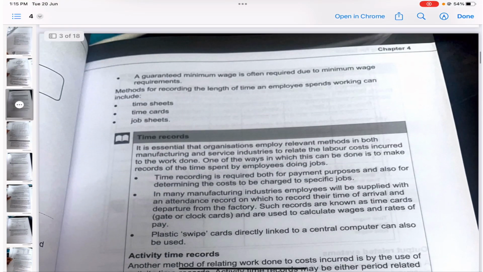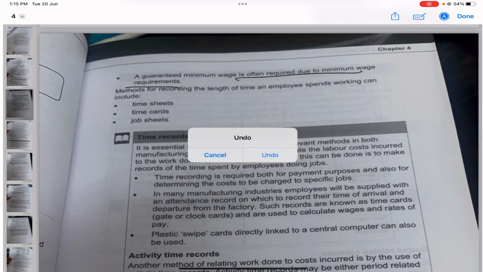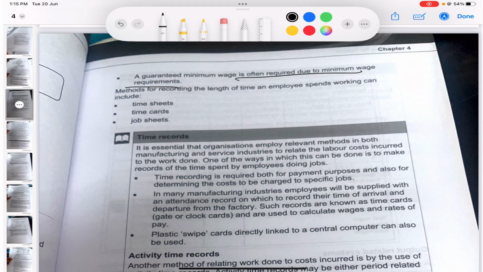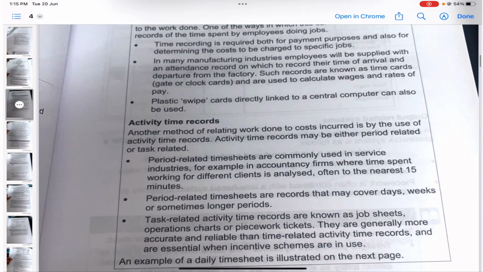Moving on, a guaranteed minimum wage is often required due to minimum wage requirements. So the government of various countries usually has laws which guarantee minimum wage requirements for the workers. Methods for recording the length of time an employee spends working can include timesheets, time cards, job sheets. So these are the various kind of sheets which basically have a record of how much time an employee has spent. So using these I can record that.